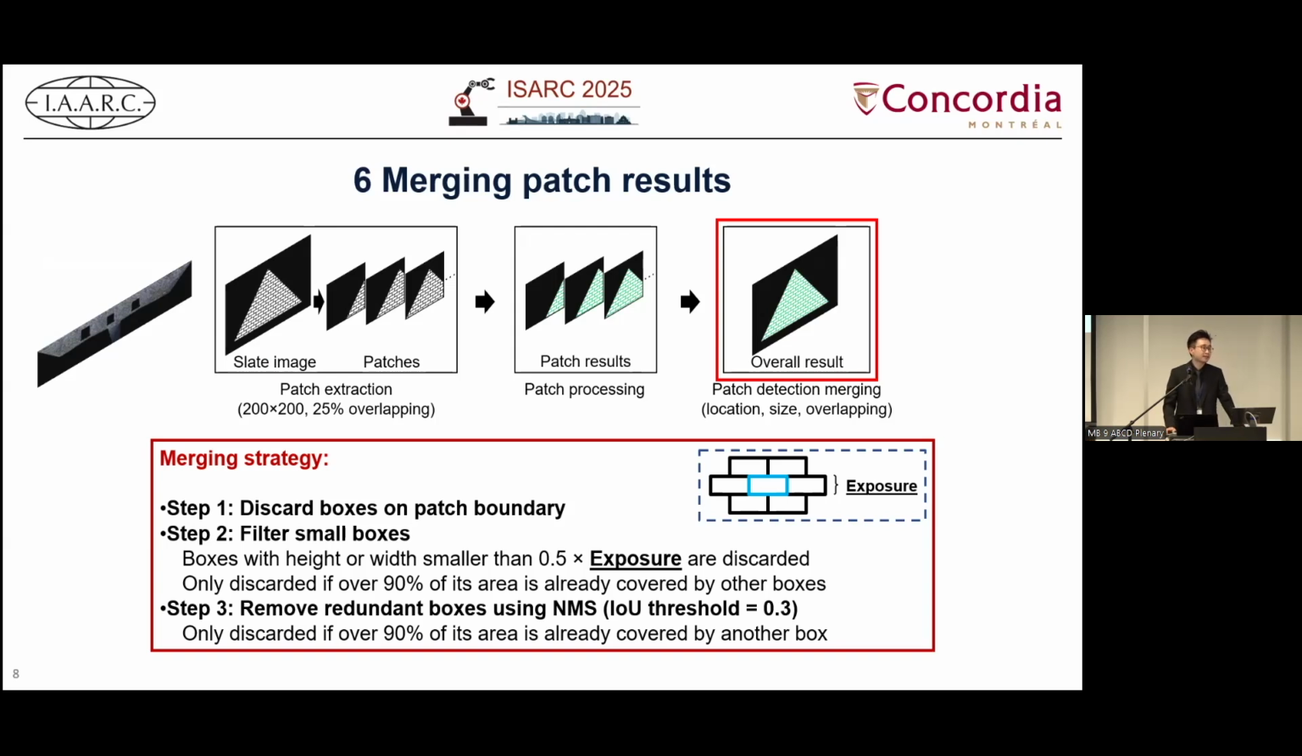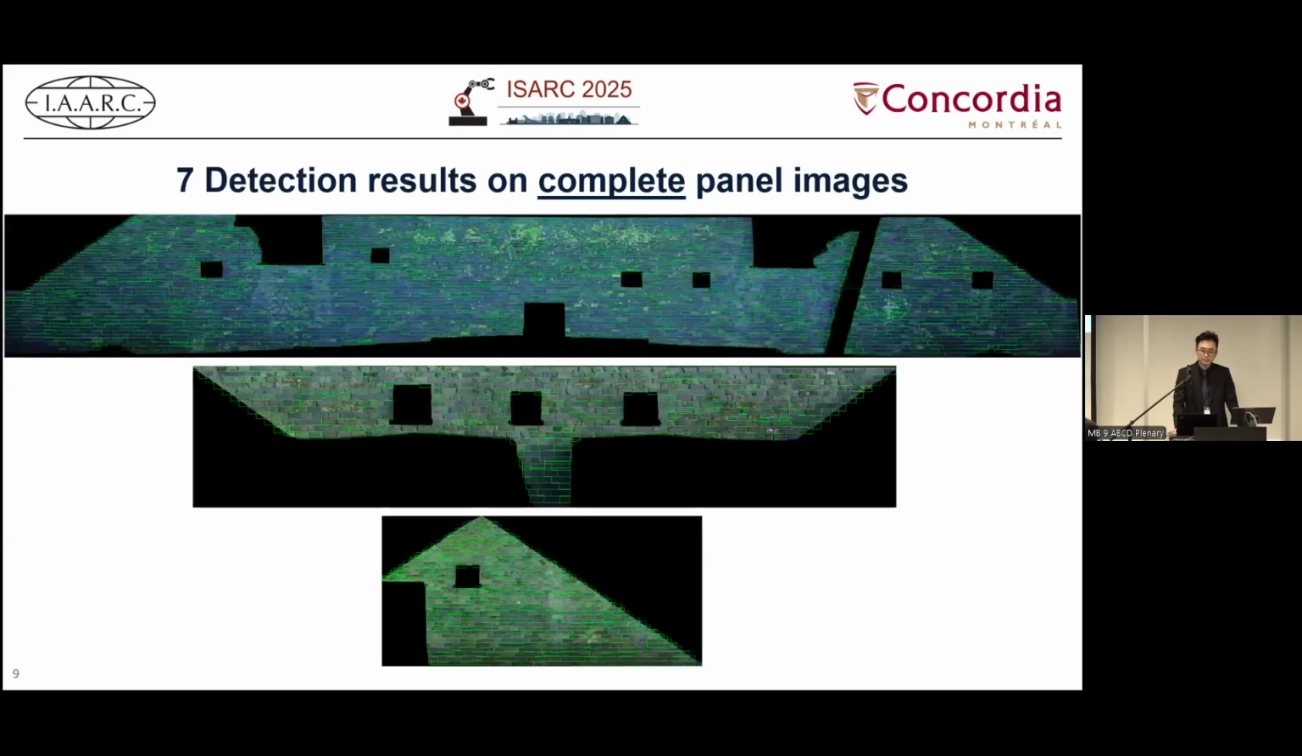So to robustly merge those results, especially in the overlapping area, we applied a three-step strategy. The first one is we discard the boxes located at the patch boundary. Secondly, those boxes whose dimensions are smaller than half the exposure are excluded. And finally, those redundant boxes are removed using non-maximum suppression. So you can see the merged results here on the complete panel orthophotos.